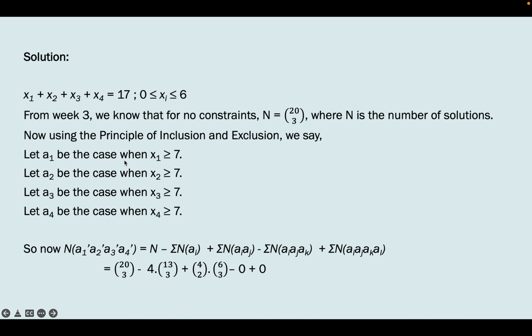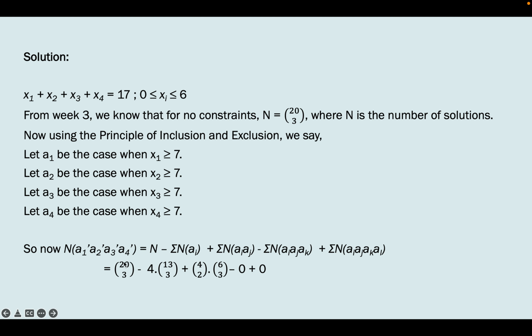Now, using the principle of inclusion and exclusion for this example, first of all, we define the properties. So let A1 be the case when x1 is greater than or equal to 7, and so on for all the variables in our equation. So now we have 4 properties for 4 variables. And now we need to find n of A1 complement, A2 complement, and so on, as all of our properties need to be false for the solution to be valid, as we have a constraint that is the opposite of our property. So this equals this formula, which comes from the principle.